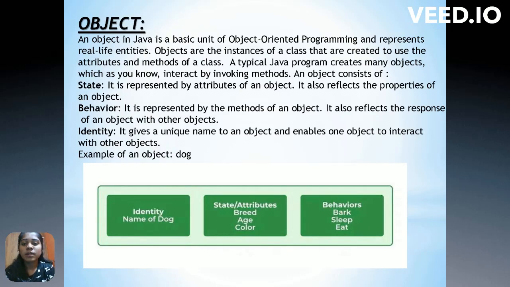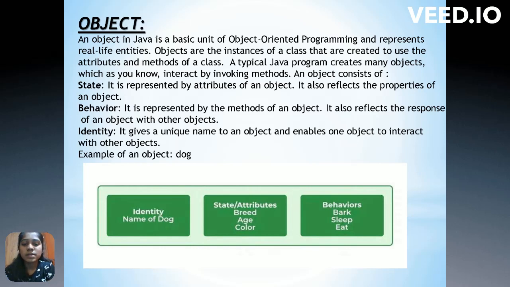Next is the object. An object in Java is a basic unit of object-oriented programming and represents real life entities. Objects are the instances of a class that are created to use the attributes and methods of the class. A typical Java program creates many objects which, as you know, interact by invoking methods.